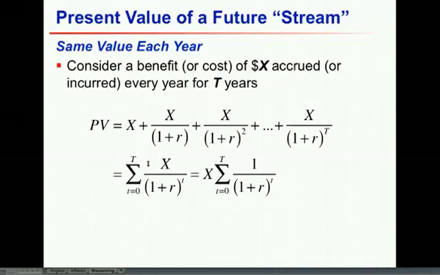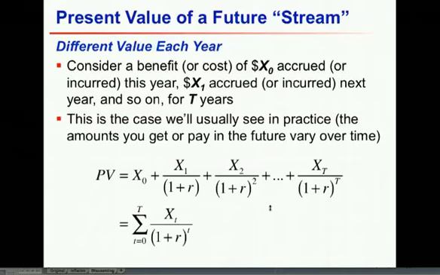Or, since X is the same, you can actually, in algebra, take it out. It's simply X times the sum from t equals 0 to capital T of 1 over (1 plus R) to the t, which is just the discount factor. Remember, the discount factor for each year. So you basically sum up the discount factors for all years in question, multiply by X. That's what you get for the present value of a stream of costs or benefits.